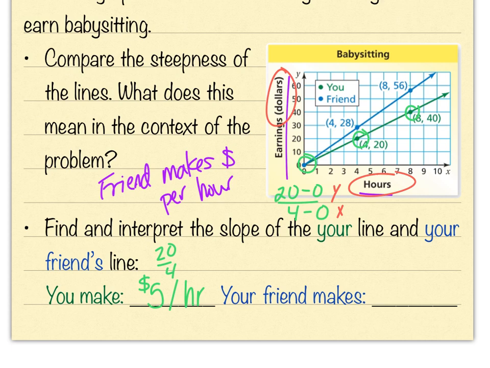So if I calculate my friend's the same way, 28 minus 0 is 28 over 4 minus 0 is 4. So in the same amount of time, 4 hours, I make $20, but my friend makes $28 in 4 hours. So their unit rate, something you learned before, is going to be $7 per hour. So now we could tell from the graph that our friend made more money, but then applying the slope formula, we can actually figure out how much more money, right? Our friend makes $2 more per hour than we do.